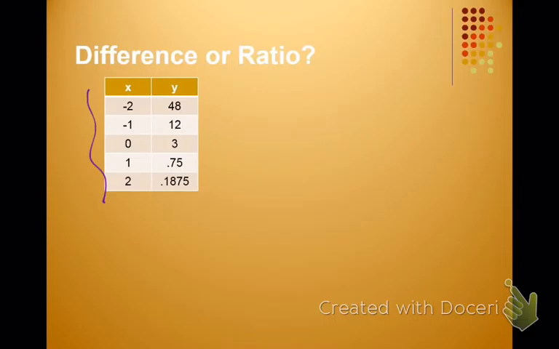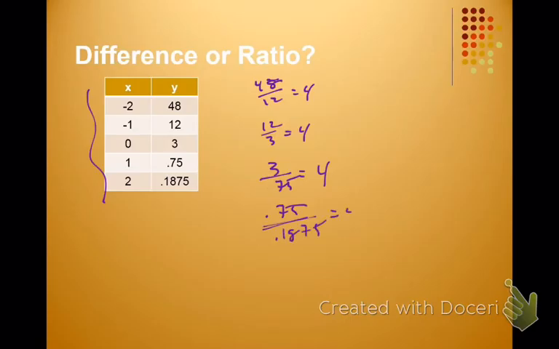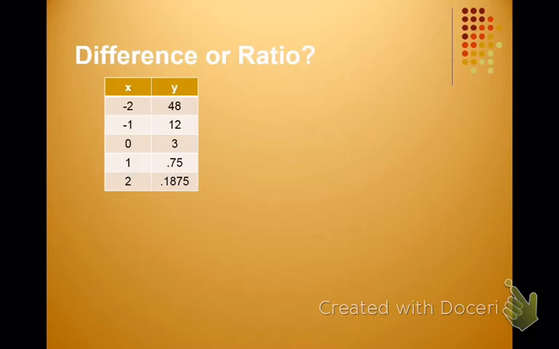So we start dividing. 48 divided by 12 is 4. 12 divided by 3 is 4. 3 divided by 0.75, if you type it into your calculator, will be 4. 0.75 divided by 0.1875 will be 4. So it's the same ratio, so this is going to be exponential. If you were to graph those points, you would get an exponential graph. Okay? That's all there is to it.